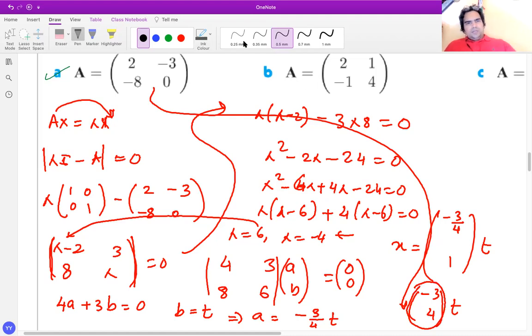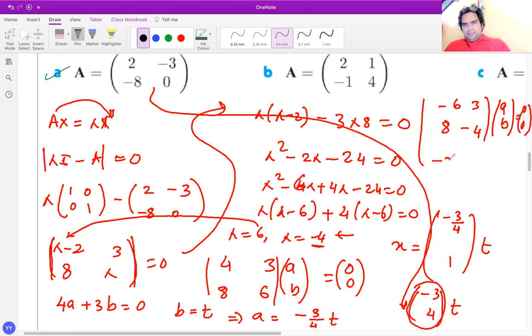Now also let's take the other value, which is lambda equals -4. If I take lambda as -4 here, what I get is basically -4 minus 2 is -6, 3, 8, and -4, times a and b, and this answer should be 0, 0. So if I multiply it out, -6a plus 3b equals 0. So now here, if I take b as t, I get a is 1/2 t.